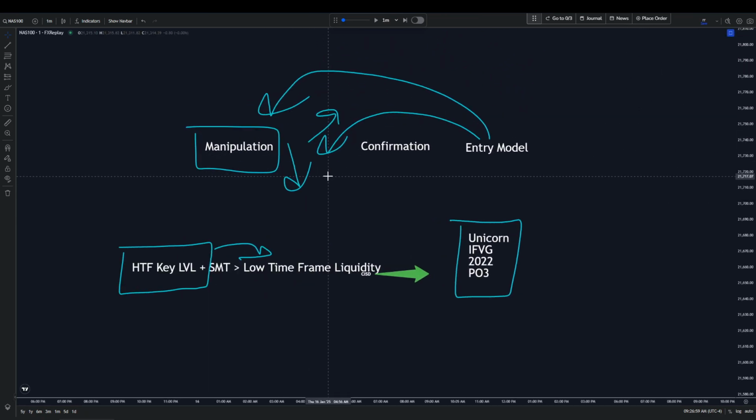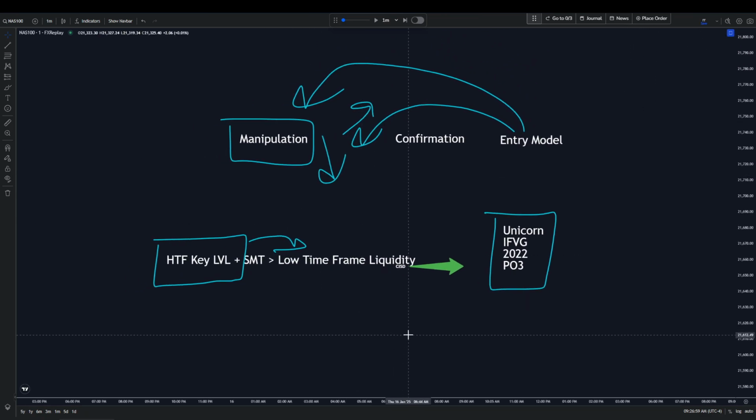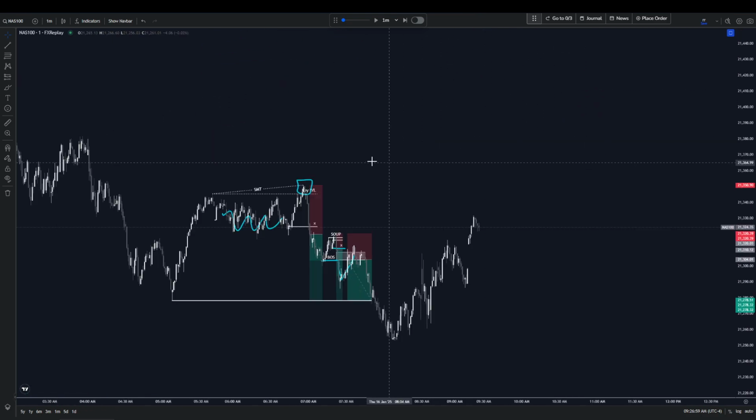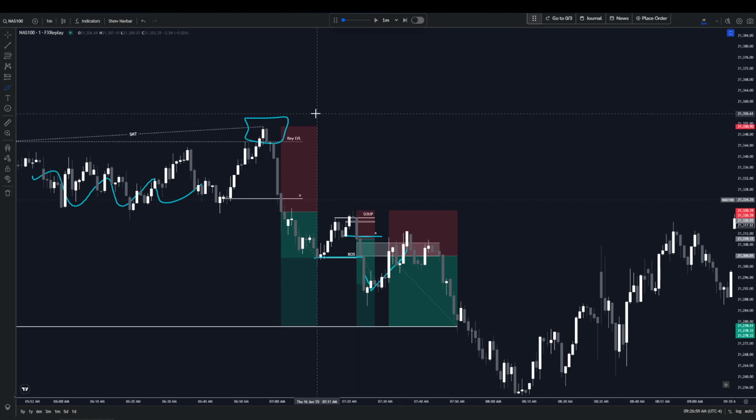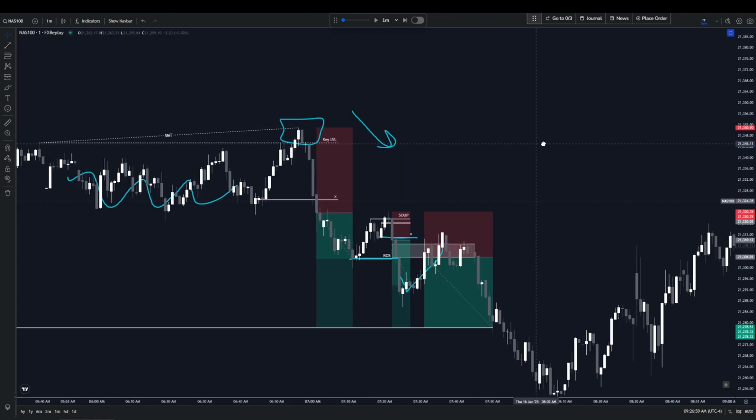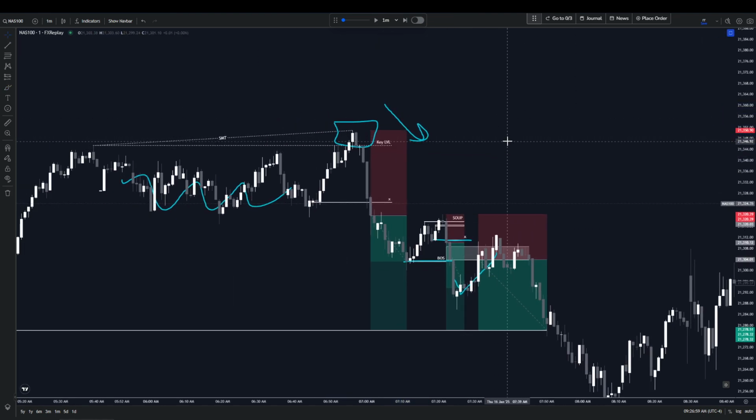because we've identified this manipulation. Okay? So we're no longer just firing off random fair value gaps. We've aligned the bias from our high probability manipulation with these entry models.